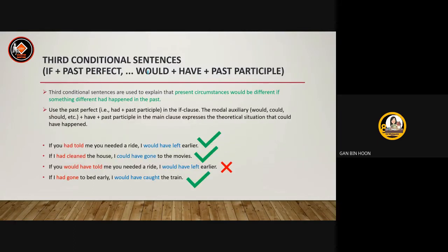Okay, the last one. Pay attention to this, okay? This is the third conditional sentences. Okay, formula dia, nampak sekarang ada past perfect. Tadi I say past perfect, right? Sekarang kena guna if, if past perfect, and then kena campur would, have, and past participle.